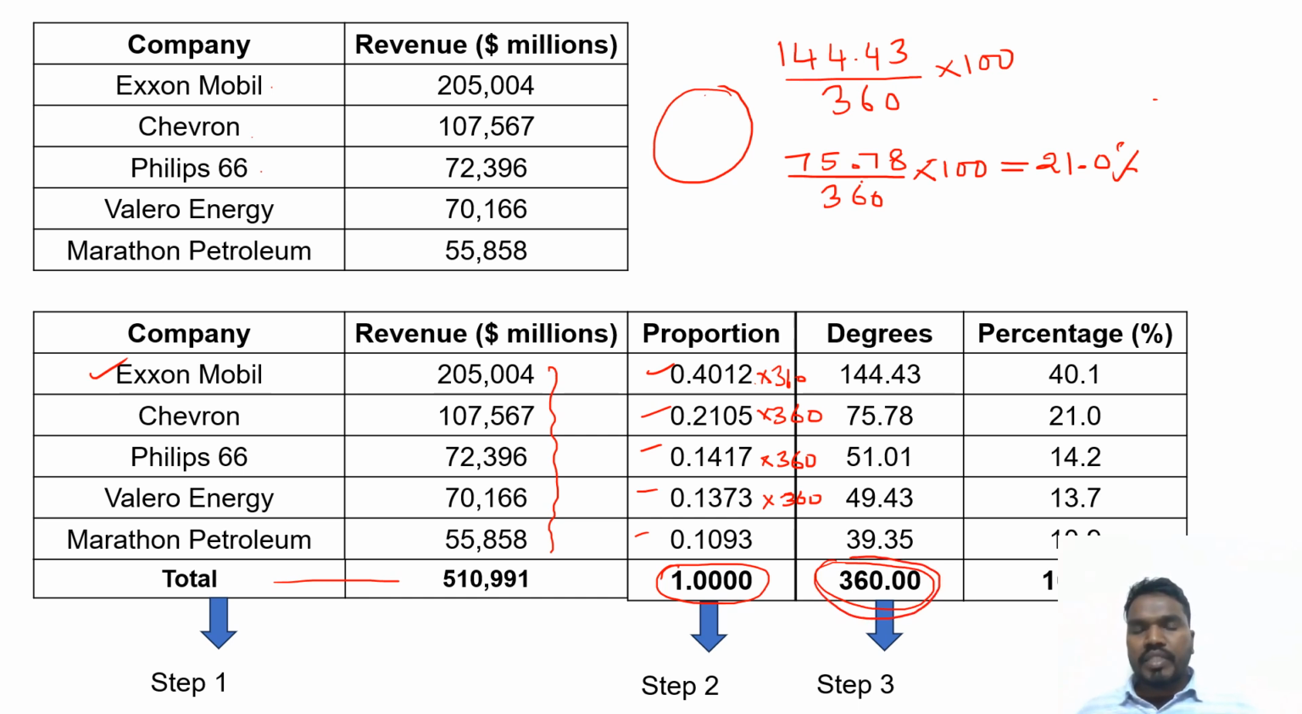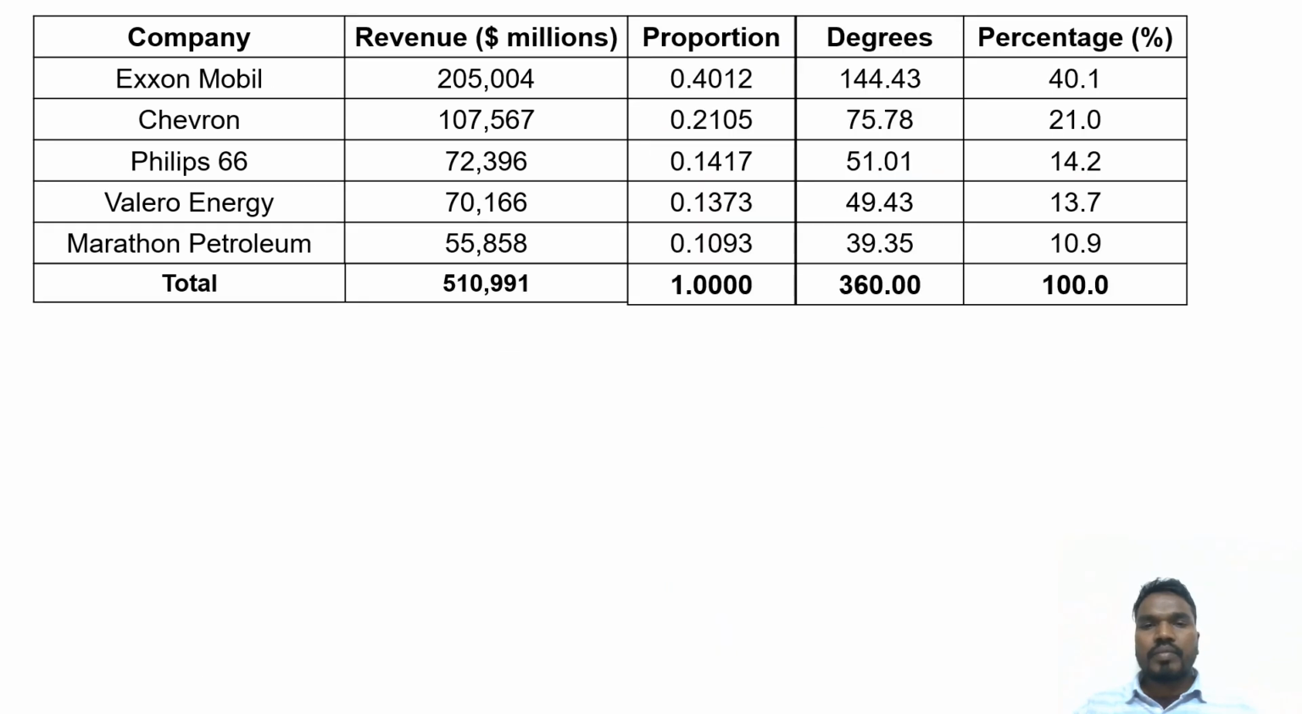Then after finding the degrees, you should know how much percentage for each category, right? So what you do, out of this 360 degree, how much percentage is this? 144.43. So that is nothing but 144.43 divided by 360 into 100, that will give you 40.1 percentage. Now after having the percentages, this is our final data we use to construct the pie chart.